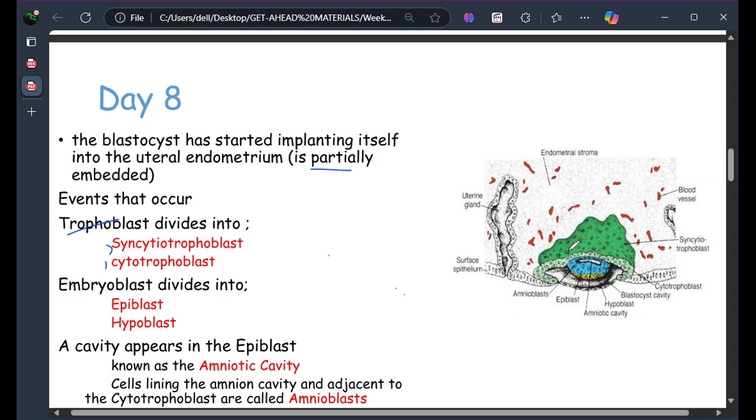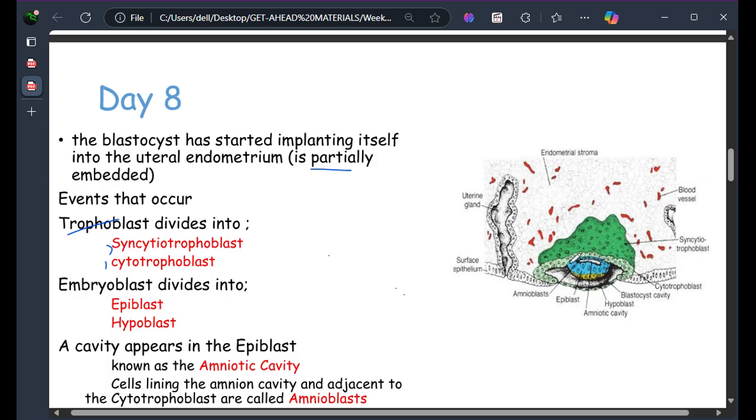So why is this one called the syncytial trophoblast, and what is it exactly? The syncytial trophoblast is more like an undifferentiated group of cells. You won't find distinct cell boundaries in the syncytial trophoblast. It's more like a mass of cells that don't have distinct cell boundaries between them, and it interfaces directly with the endometrial stroma. That is why we call it a syncytial trophoblast. It forms a syncytium with the endometrium.